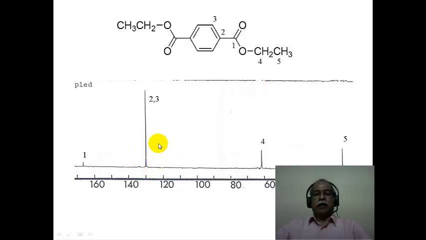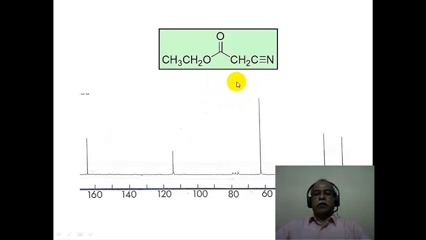This is fairly common in Carbon-13 spectroscopy because in the narrow region where the aromatic carbons come, some of them can merge on top of each other. Then carbon number 4 comes around 61 or 62 ppm. Carbon number 5, which is the terminal methyl, comes around 15 ppm or so. So from the number of signals that is expected and the number of signals that one sees, one can arrive at the molecular structure to be the para-disubstituted derivative in this particular case.